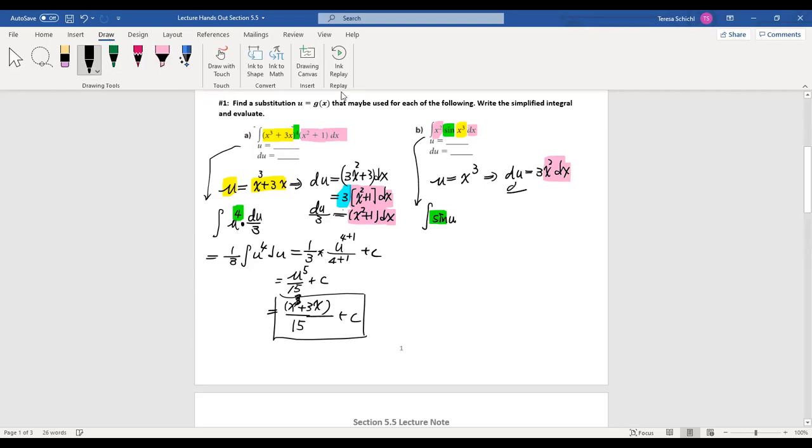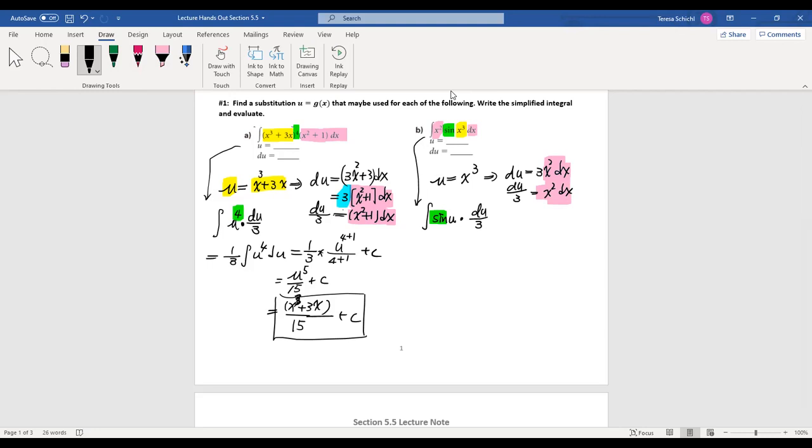I divided by 3 on both sides, right? So du divided by 3 is x squared dx, which matches exactly the remaining terms inside the integration. So this will be equal to du over what? It will be du over 3 here, correct?